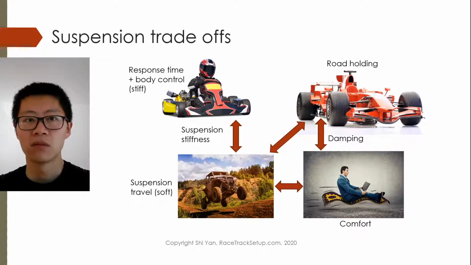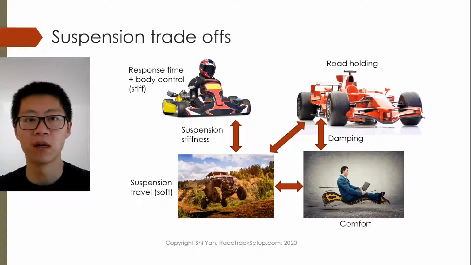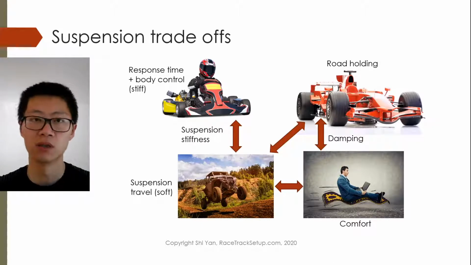So what this means is that if you're driving on a very smooth racetrack, then for a fast response time and good body control, you would want very stiff suspension. But if you're driving on a very bumpy surface, such as off-road rally, or even on track, if you're driving on a very bumpy track like the Nürburgring, then you would want softer suspension than, say, on Spa or Silverstone.